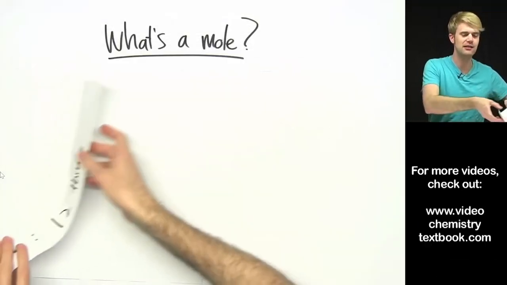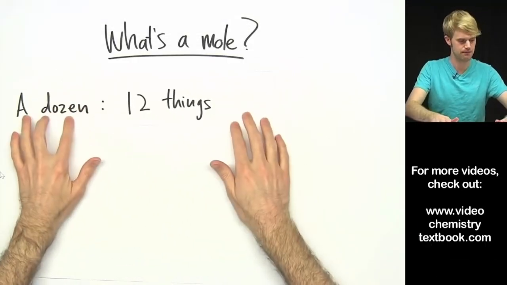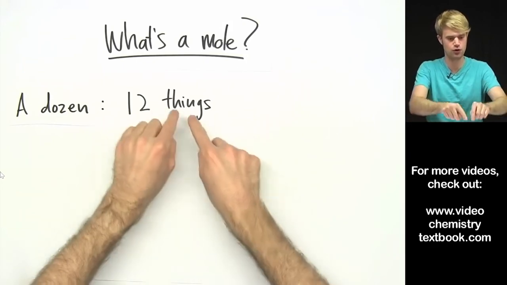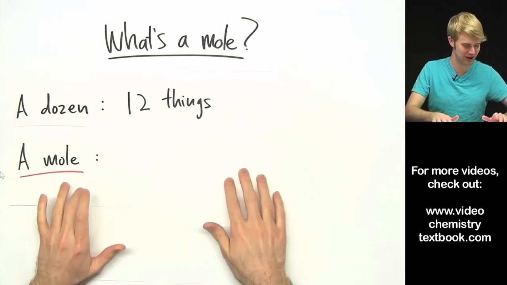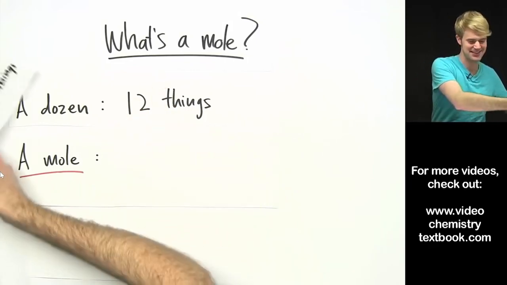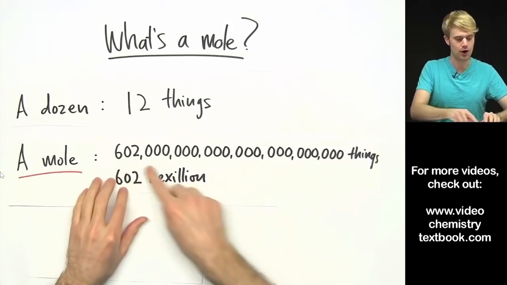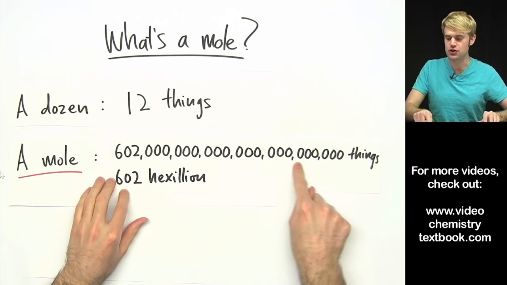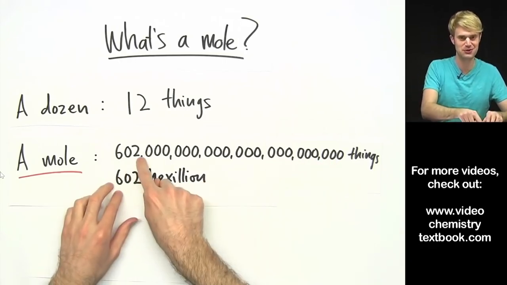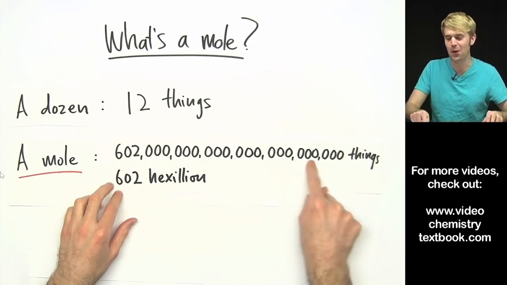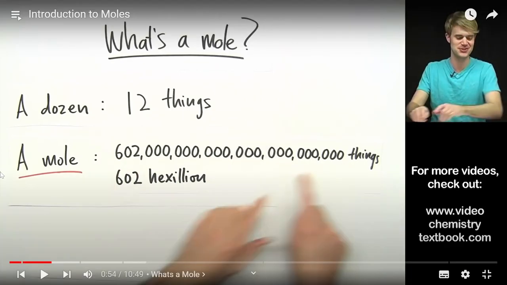A mole is kind of like a dozen, right? A dozen is the name for 12 things, or 12 things in a dozen. Now, a mole is like this, but it's way bigger than a dozen. In a mole, there are 602 hexillion things. This is 602 followed by 21 zeros. Did you guys get that? 602 followed by 21 zeros.